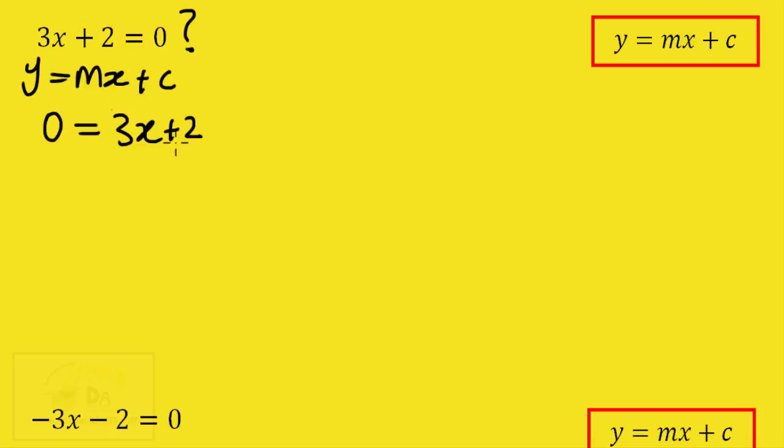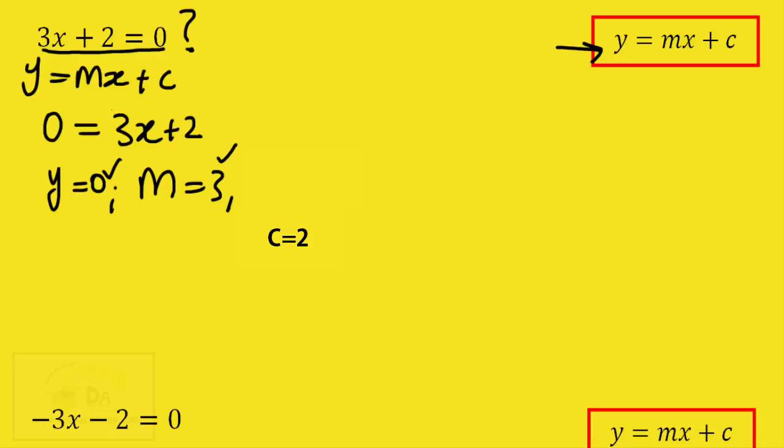Now, if you compare the equations, you can see that the coefficient of x here is 3, so m is 3, plus the constant term plus 2. So c is 2. Now you see 0 and you see y on the left hand side. This means that y is 0, m is 3, c is equal to 2.